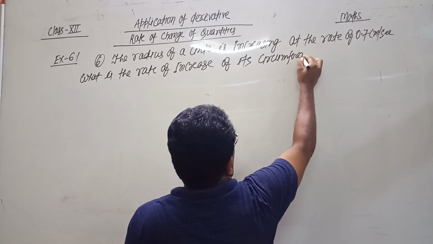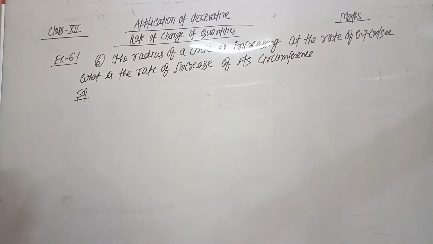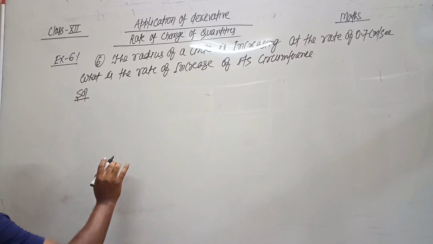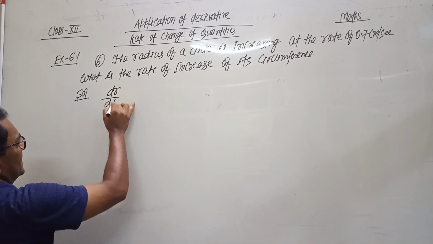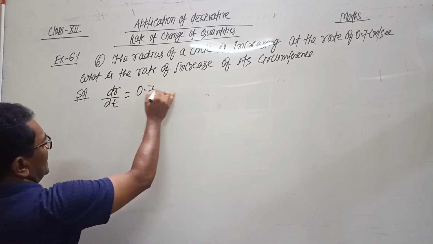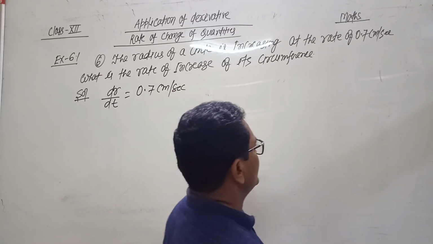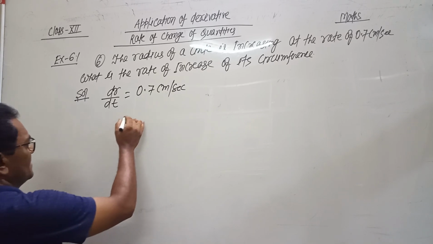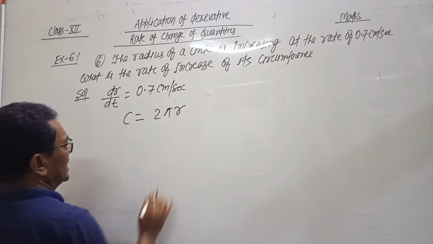So what we are given in this question: the radius of a circle is increasing at the rate of 0.7 centimeter per second. Means dr by dt is 0.7 centimeter per second, the change in radius with respect to time. And we have to find the rate of increase of its circumference. We write the formula for circumference: circumference is 2 pi r.